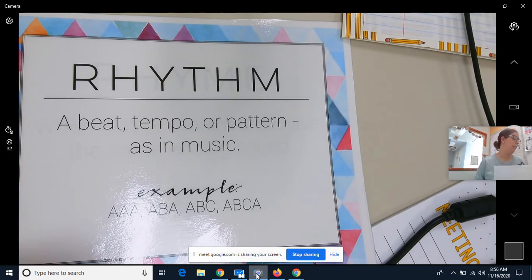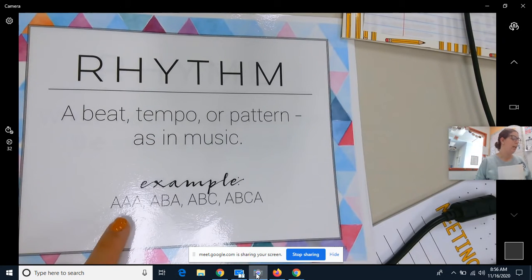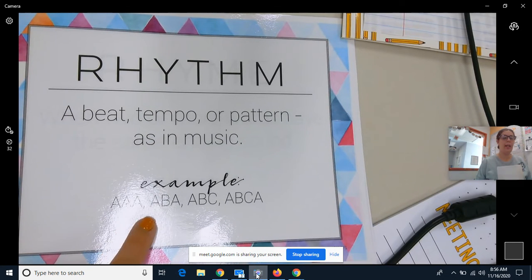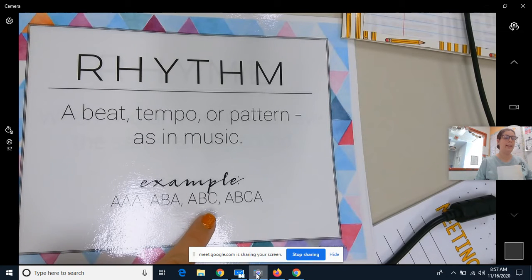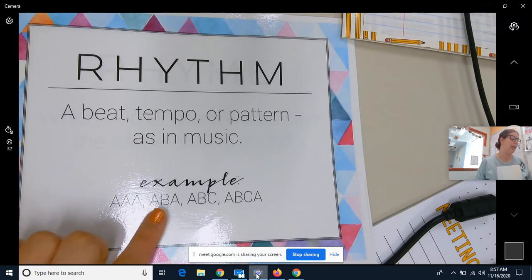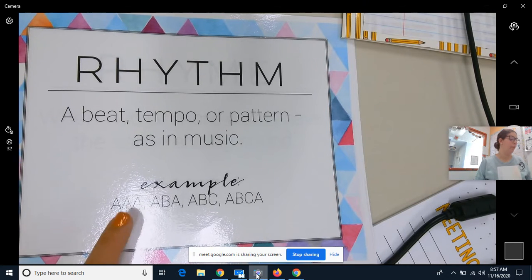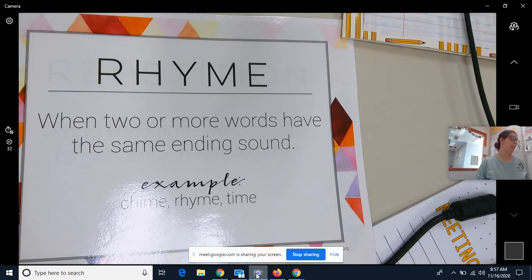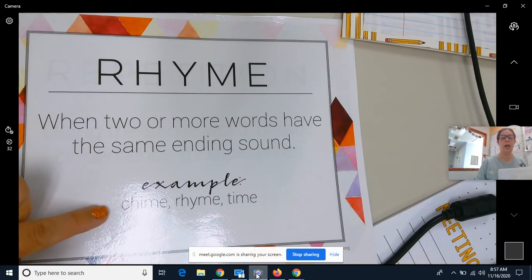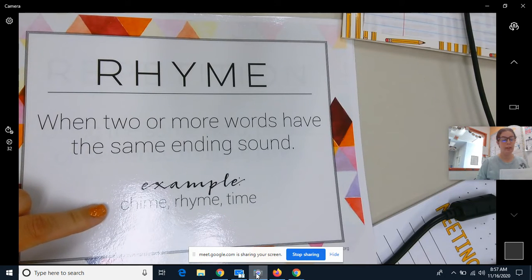We have rhythm. That is a beat, tempo, or pattern as in music. So this may be like A, A-B-A, A-B-C, A-B-C-A. This is the pattern for how it will rhyme, which we will look at right here. Rhyme. When two or more words have the same ending sound. So chime, rhyme, time, and you'll be practicing a rhyming activity tomorrow.